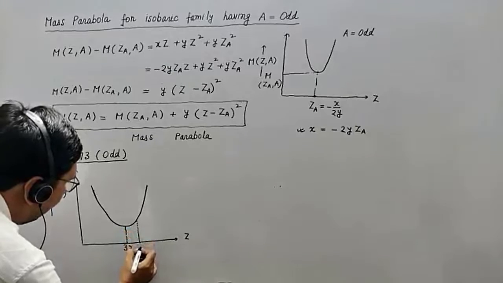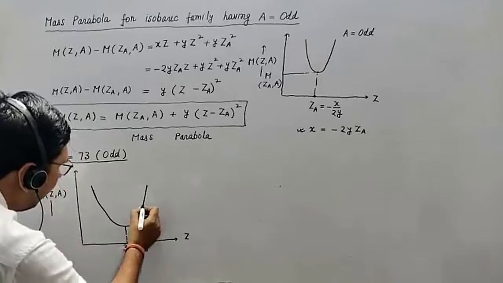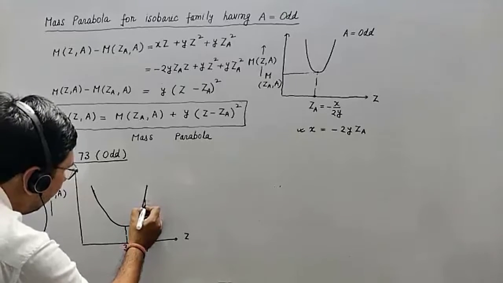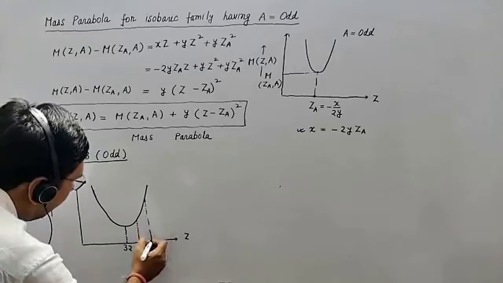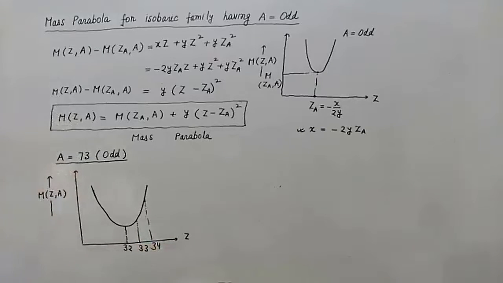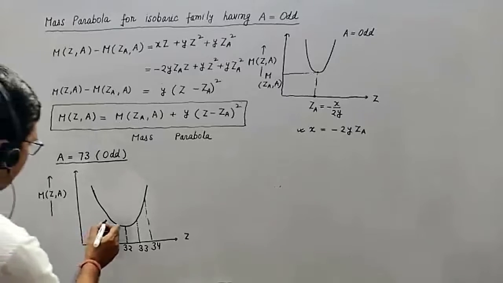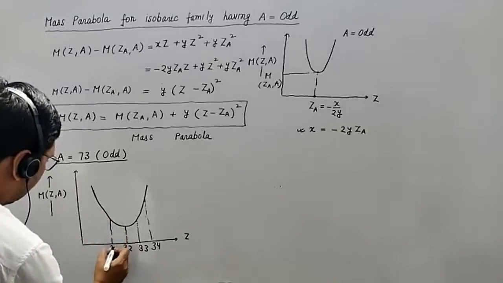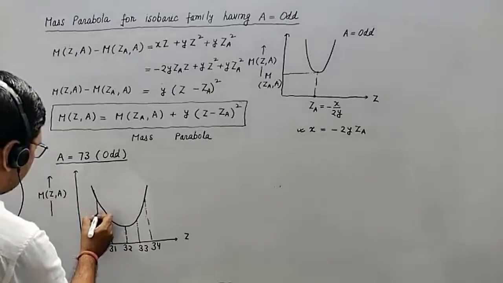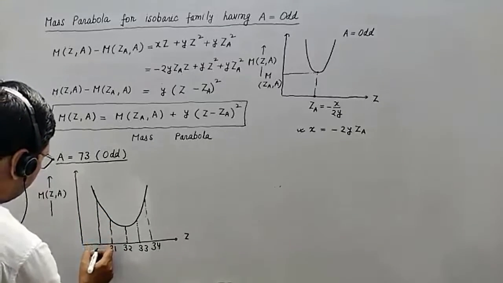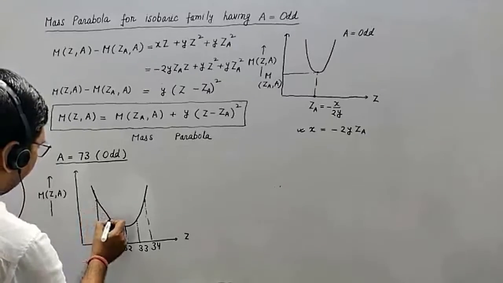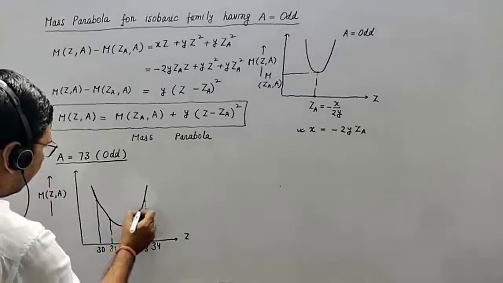Here we will have 33, or you can say here we will have 34. These are the Z numbers of different family members. Here this will be 31, and here we will have 30. So these are the Z numbers of the different family members.